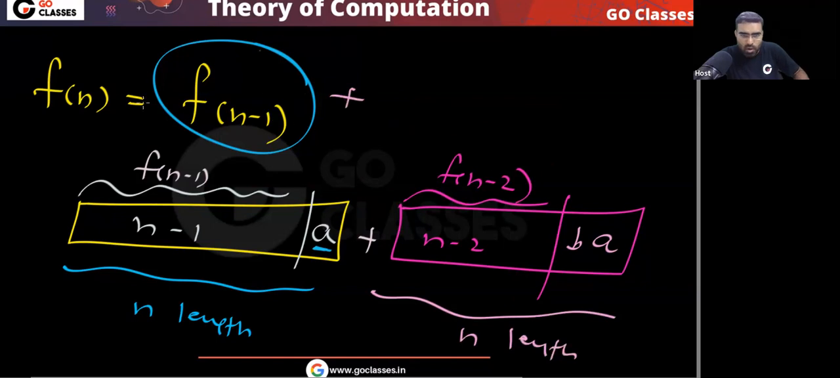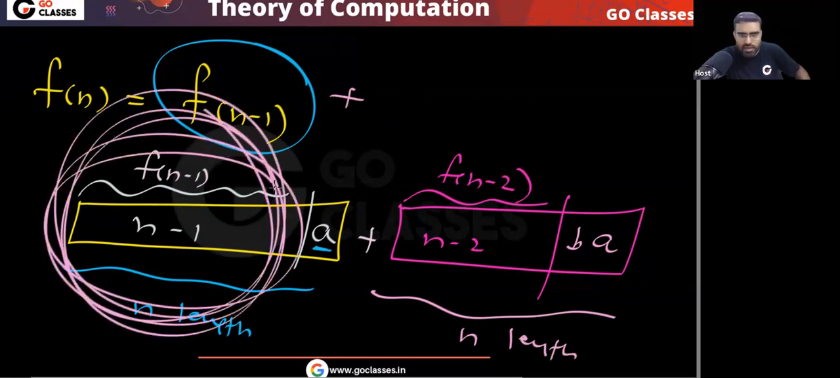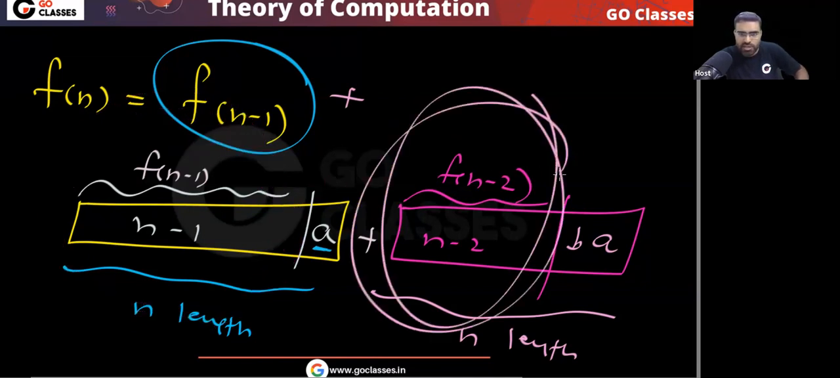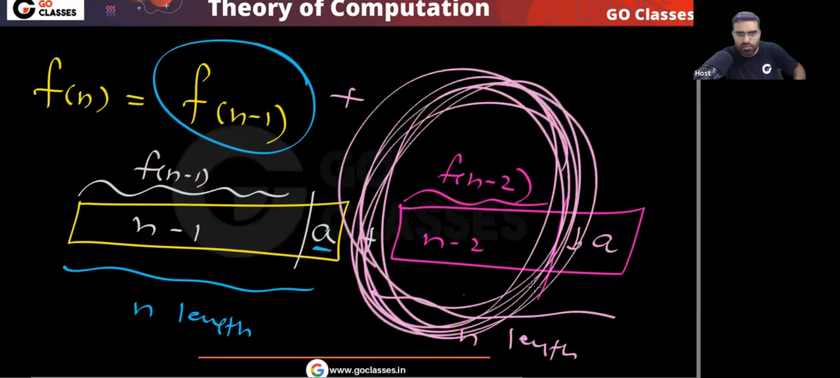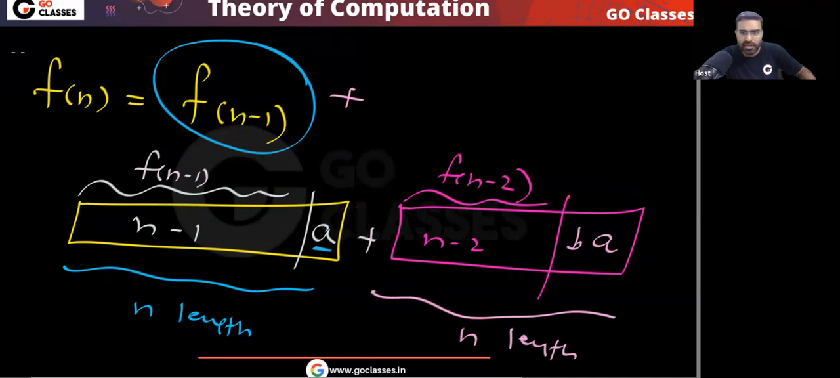So you count all the n minus 1 length strings, then at the end you add a. Similarly, you count all the n minus 2 length strings, then at the end you add ba. So finally your answer is fn is equal to fn minus 1 plus fn minus 2. This is your recurrence relation.